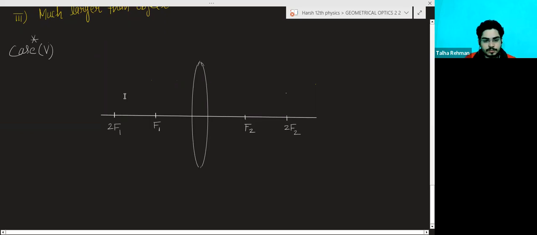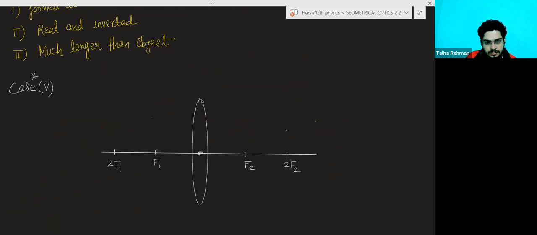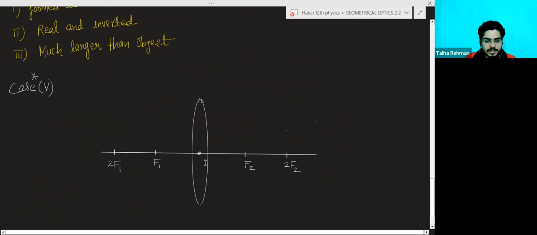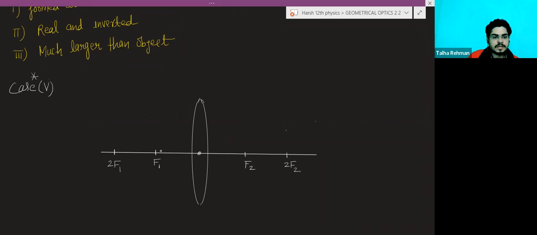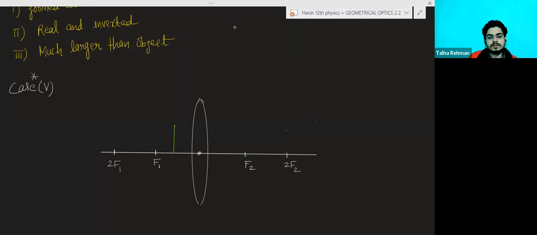Now we will place the object. Earlier we placed the object at F1. Now we will place the object between the optical center and the focus. This is the optical center, and we will place the object between the lens, or you can say between the optical center and the focus. So we will place the object somewhere here. So this is the object, and now we will draw the ray diagram for this object.